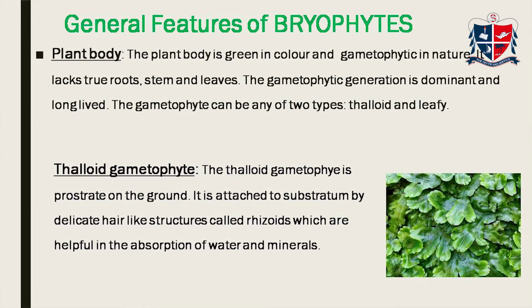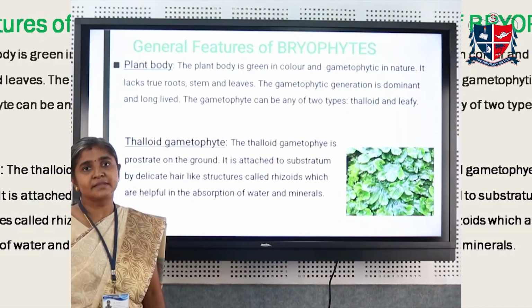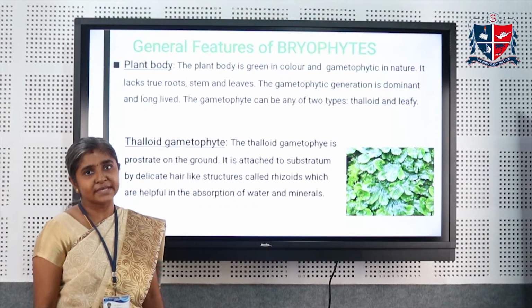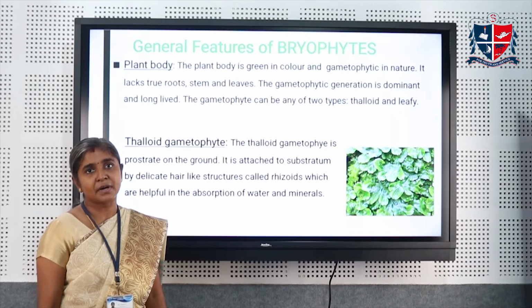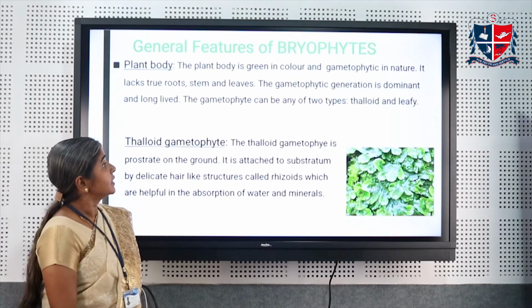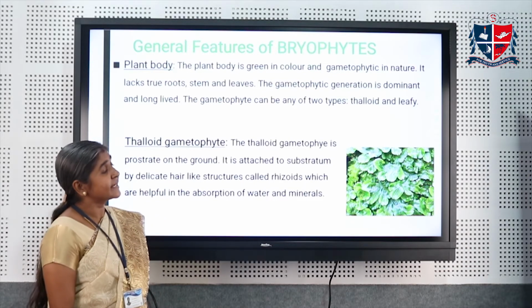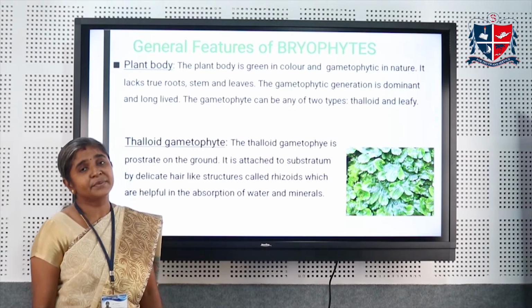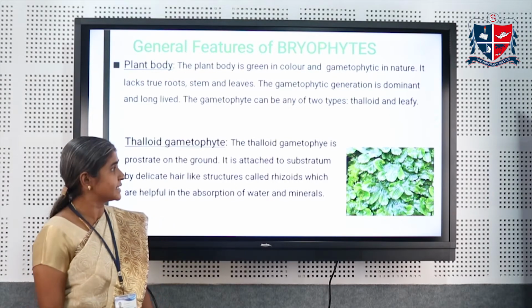Coming to the general characters, the plant body is green in color and the dominant part is gametophytic in nature, which forms the major part of the life cycle. The gametophytic generation can be of two types. It can be thalloid or a leafy type.